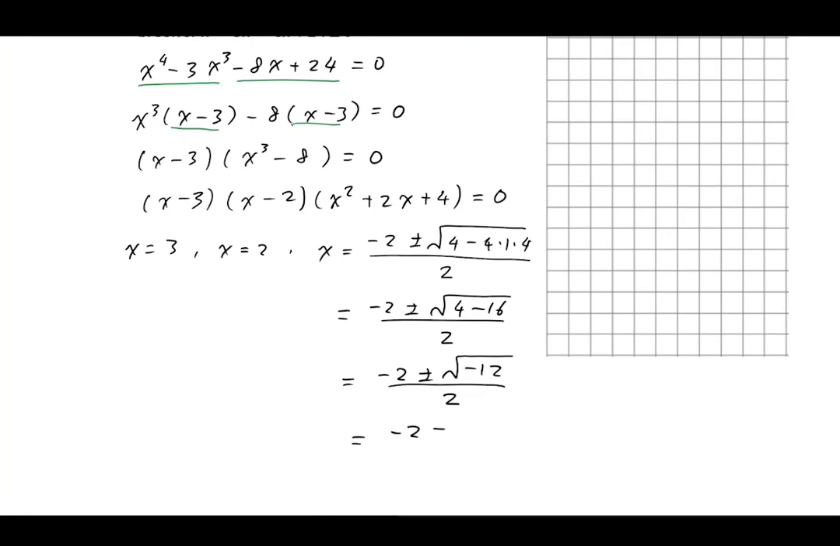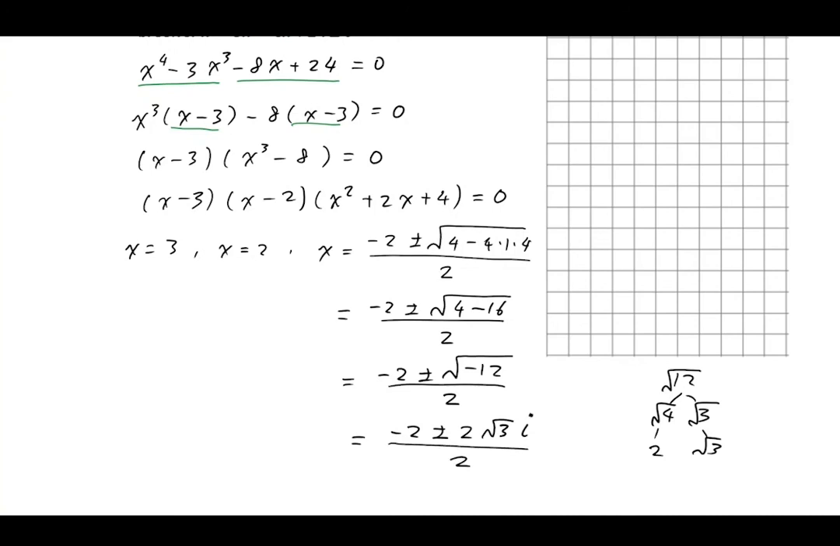So negative 2 plus or minus, see, negative 12. 12 is 4 times 3. So the square root of 12 is the square root of 4 times the square root of 3, isn't it? And this one is 2, and this one is still the square root of 3. And then of course we have a negative sign, so the negative sign is i here. Probably your pre-calc book put the i at the end, so we'll say 2 root 3 i over 2.